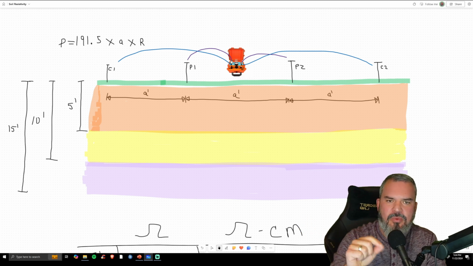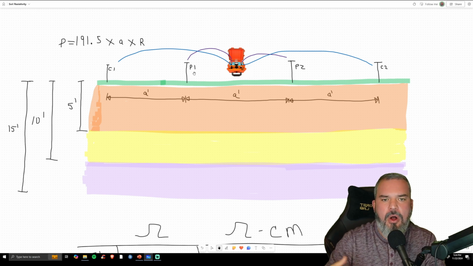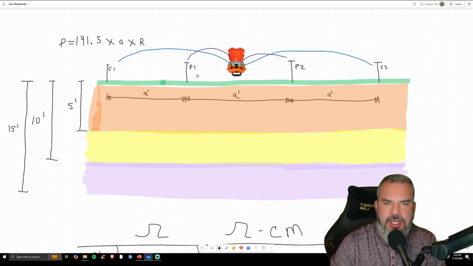But in this case, we want to make sure that we connect our C1 to the proper terminal on the meter, which will be labeled C1, and so on. So we always have our P rods in the middle, or inside the C's.